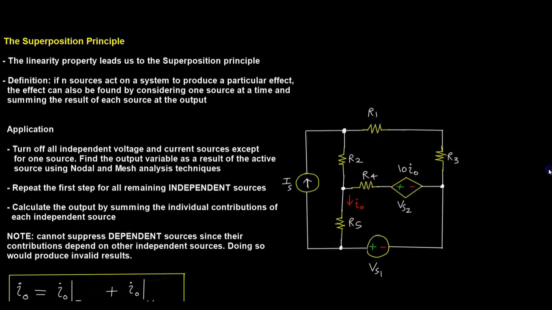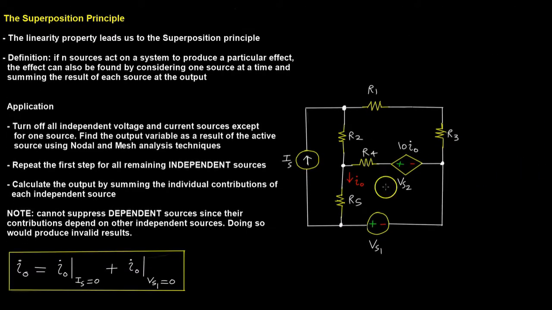because the next concept is the superposition principle. The linearity property leads us to one of the consequences of linearity, which is the superposition principle. Basically, if you have n different sources that act on a system, let's say voltage or current sources, when they act on a system to produce a particular effect at the output, that effect can also be found by considering one source at a time and summing the result of each source at the output. So what do I mean by that?